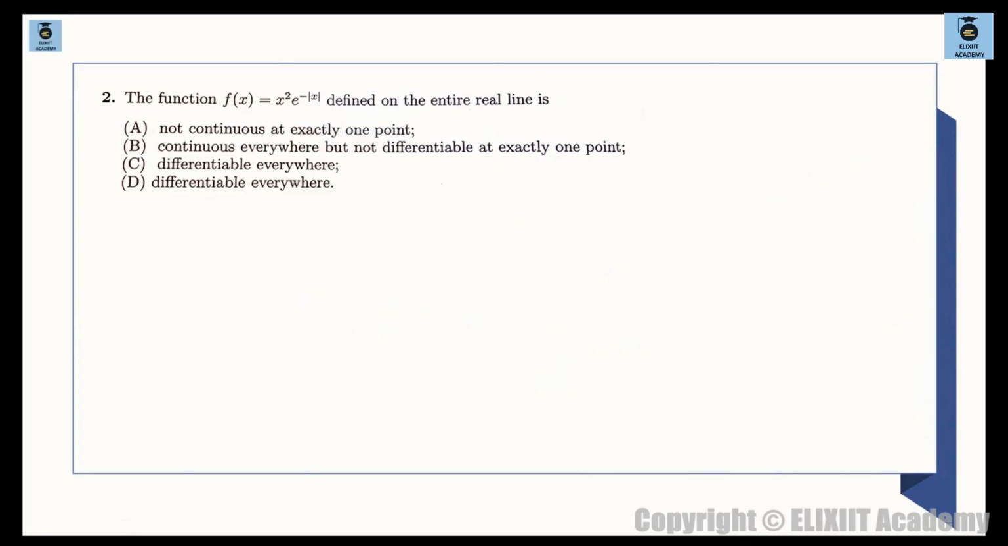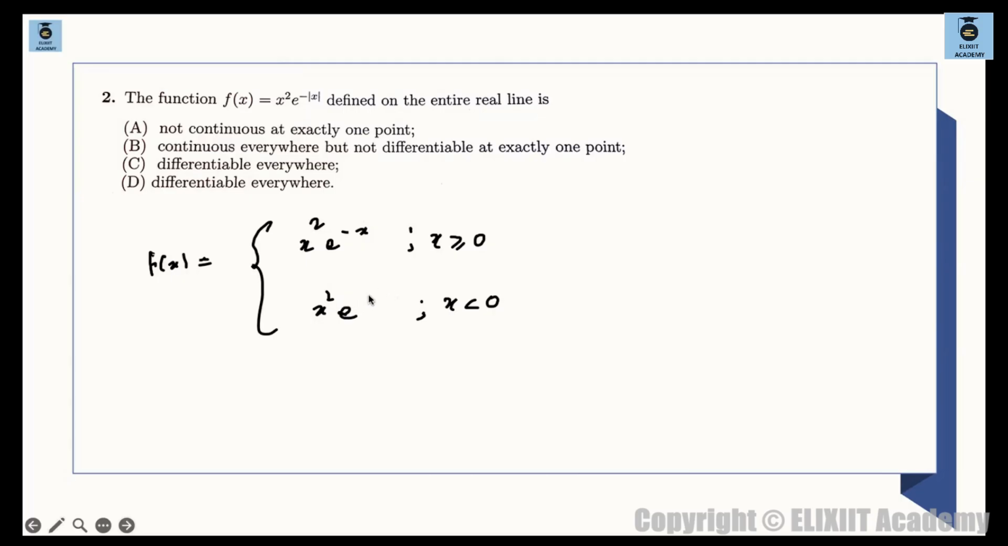Okay, next we have this question which says that the function fx defined on this entire real line is continuous or differentiable. This is what we need to check. ठीक है. So the function is very simple. You simply define the function. ये तो करते ही हो. What is the function? Function is when x is greater than or equal to 0, this is x square into e raised to the power of minus x. And when x is less than 0, this is x square into e raised to the power of minus x, means x. ये function बनेगा. ठीक है.